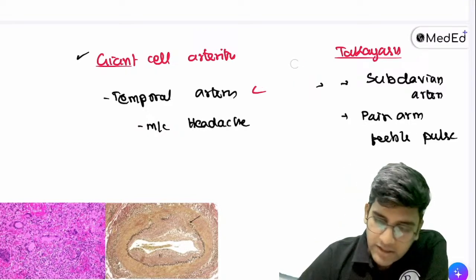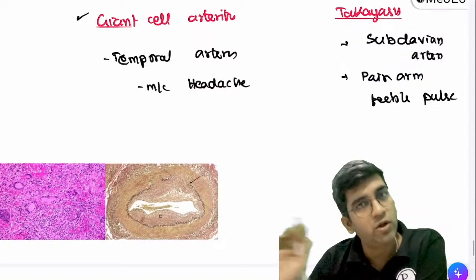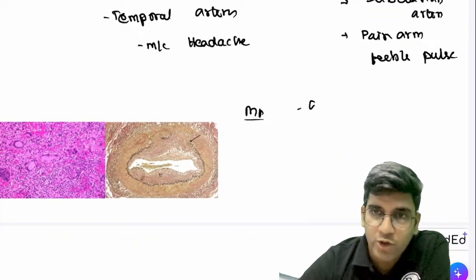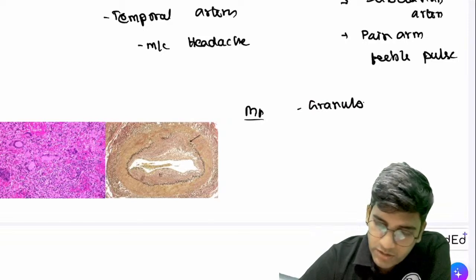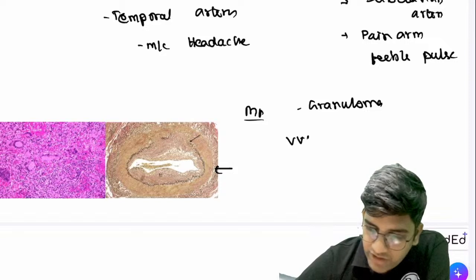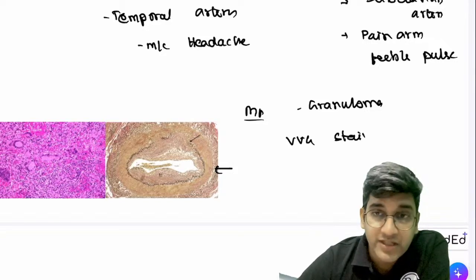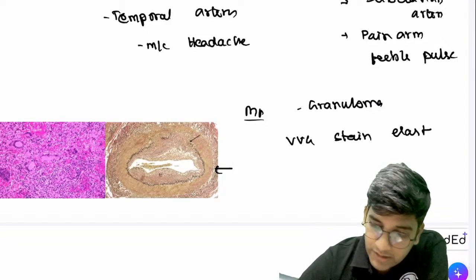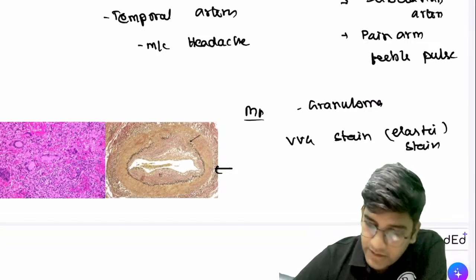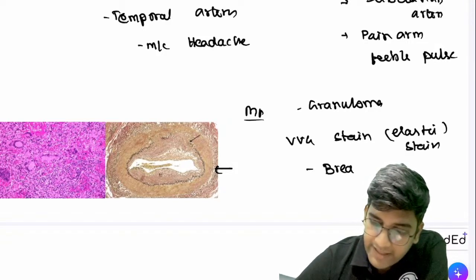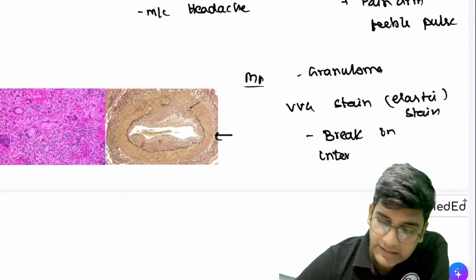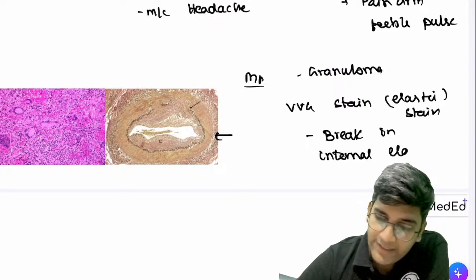I'm just erasing this. So now, both can involve both the places. And in both of them, microscopy, I'll have granulomas and giant cells, because both are chronic inflammation. And this is a very classical finding of VVG stain. VVG stain is an elastic tissue stain. In VVG stain, you will see a break in the internal elastic lamina. Internal elastic lamina is a lining in one of the blood vessels.